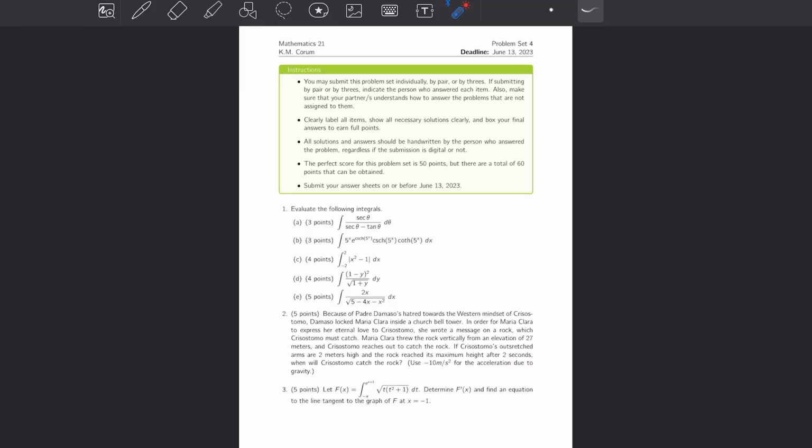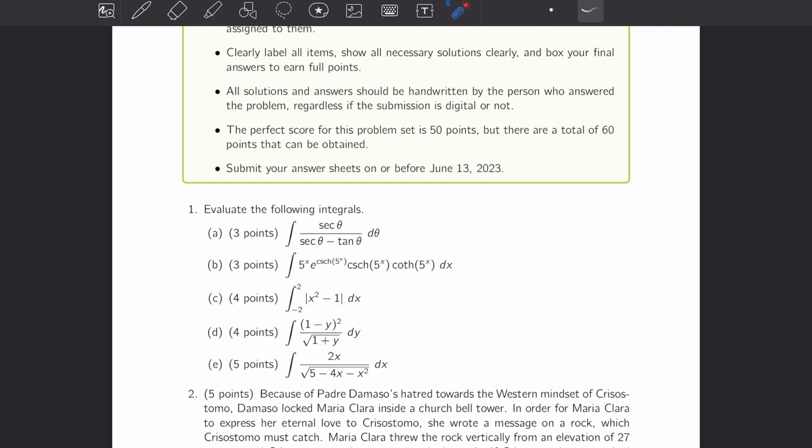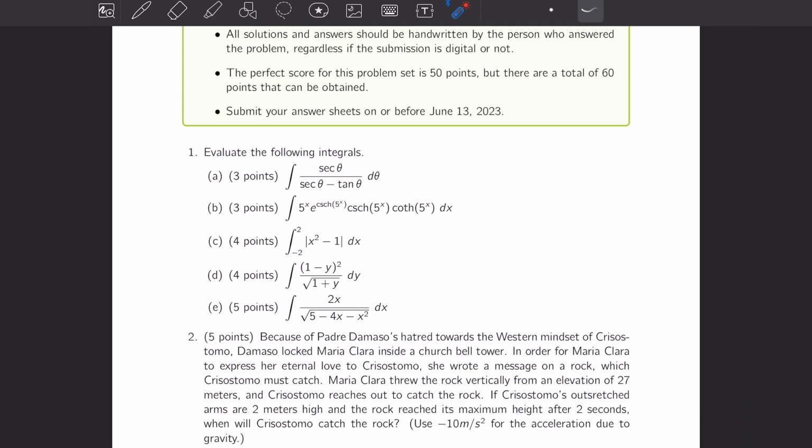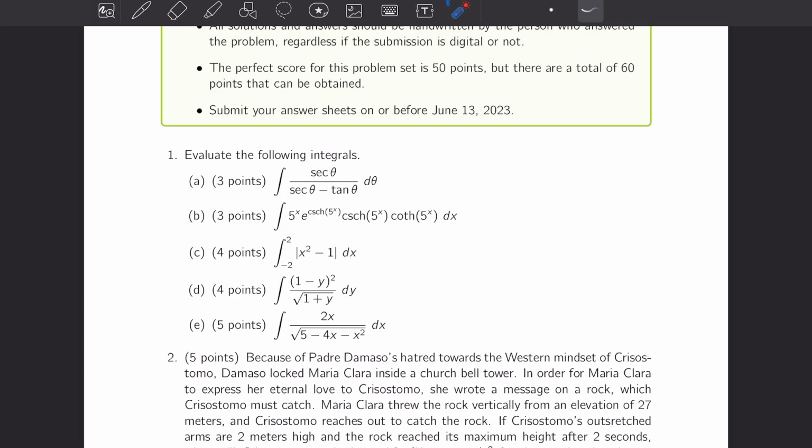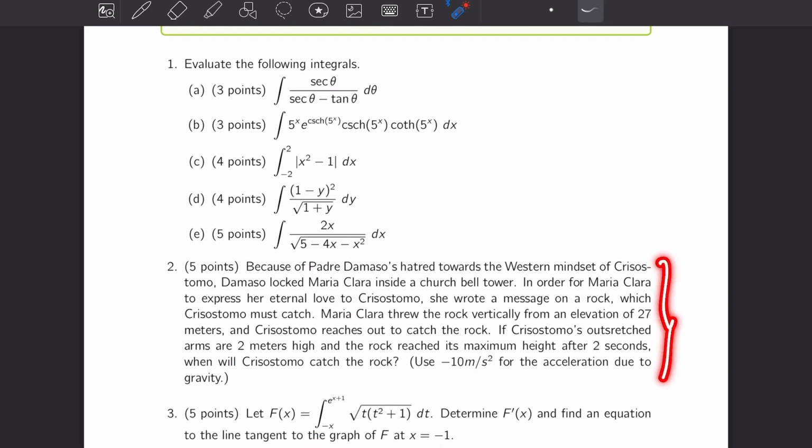Good day everyone. In this video, we will go through a problem set on integration. In the first part, we will evaluate the following integrals. Then in the second question, we have a word problem on rectilinear motion. That's a word problem involving the velocity function, acceleration function, and the position function.